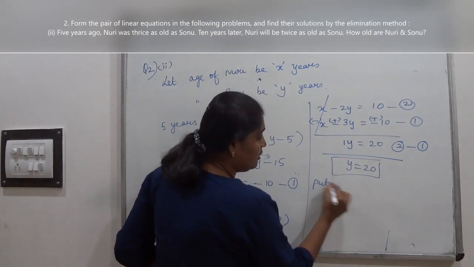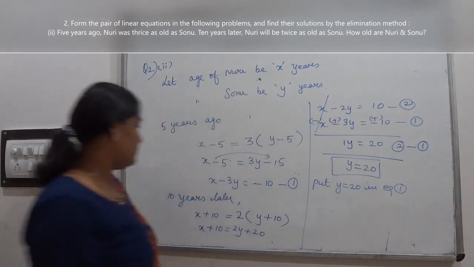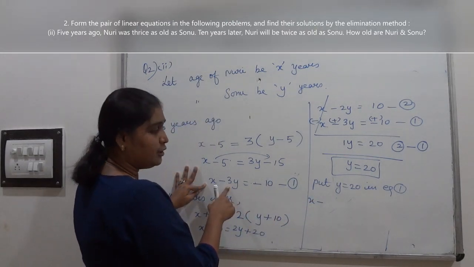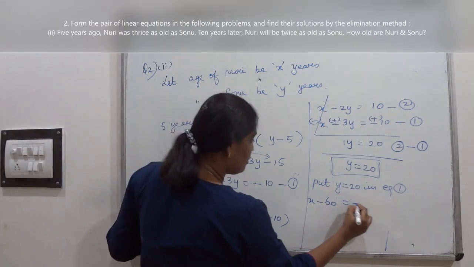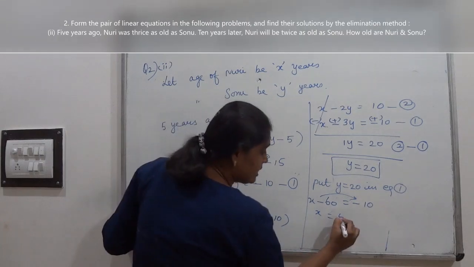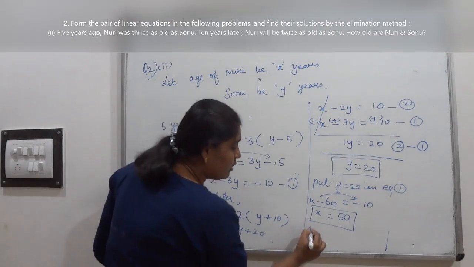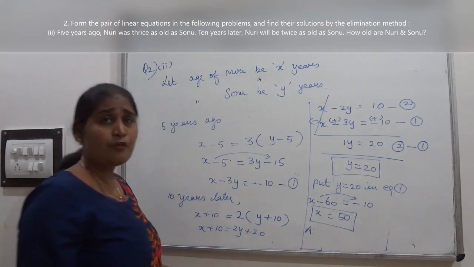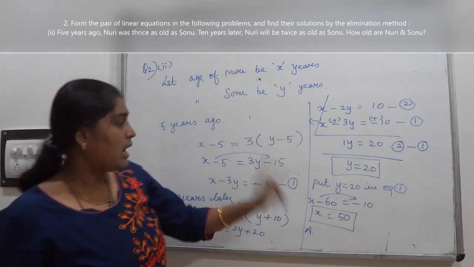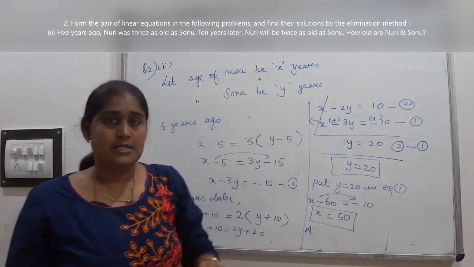Put that Y value in equation number 1 or 2, anyway. X minus 3 into 20, that is minus 60, equal to minus 10. So X is equal to minus 60 goes outside, plus 60. So your answer is 50. X is equal to 50, Y equal to 20. At last we have to write the answer. Age of Nuri is 50 years. Age of Sonu is 20 years. At last you have to mention the answer.